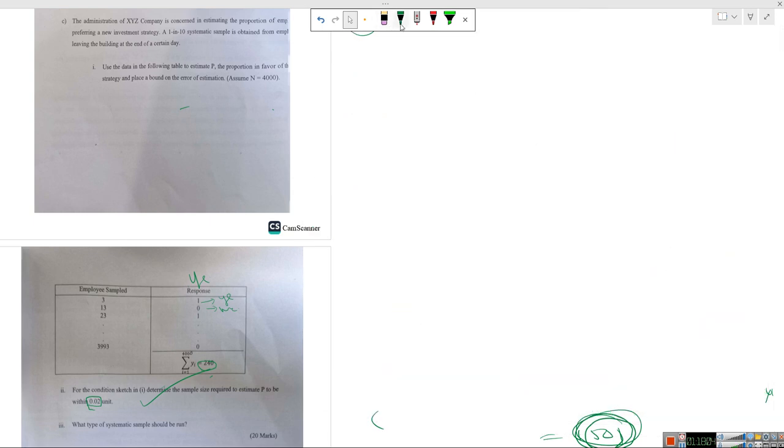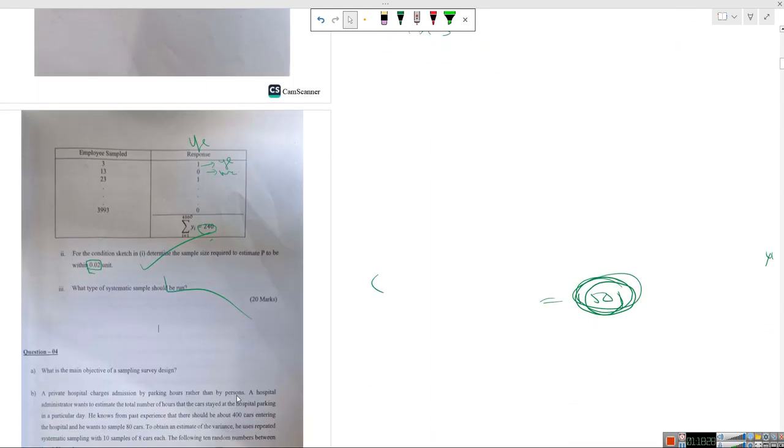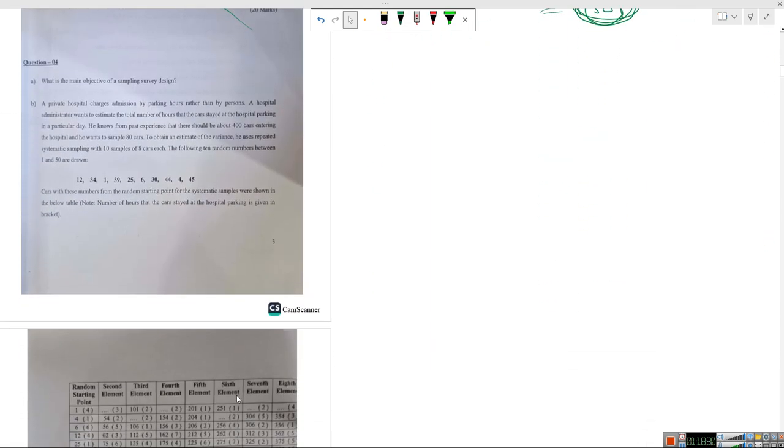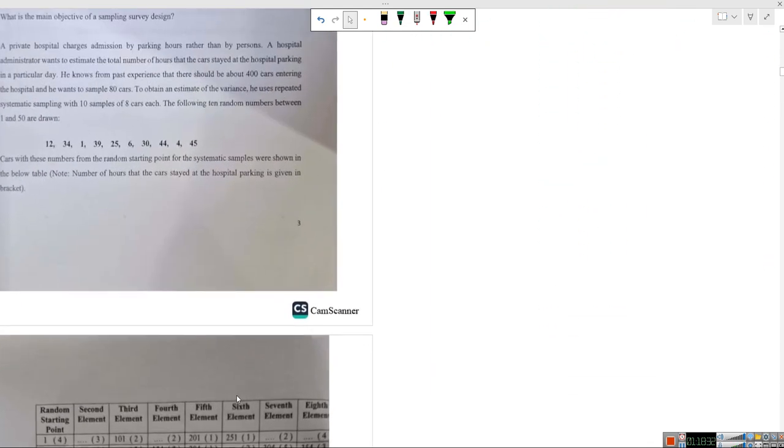So what I want to find out is k is equal to capital N divided by simple n, 4000 divided by 1500, that is equal to 2.664. So approximately this is equal to 3, right? So now we are going to take 1 in 3 systematic sampling plan should be run for this. Okay, now that's all for the third question. Now we will move to the fourth question.